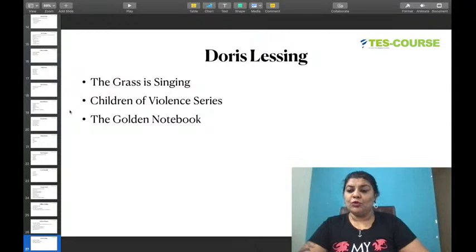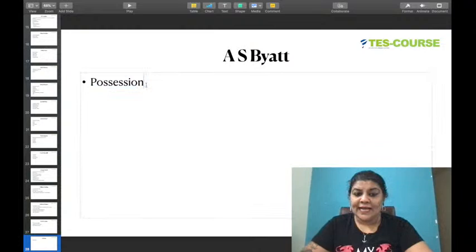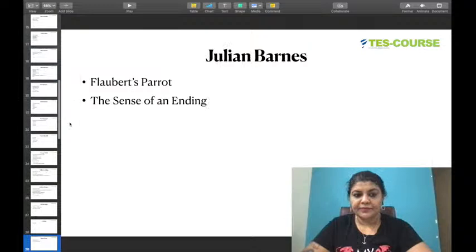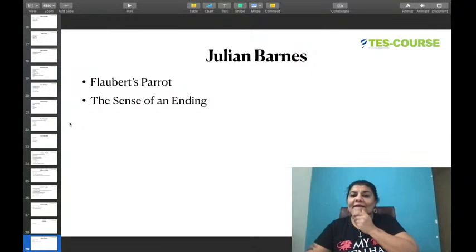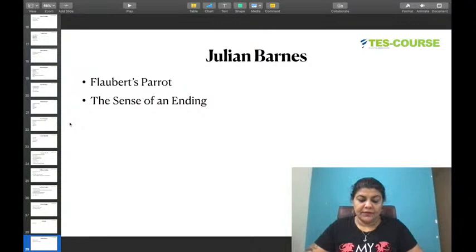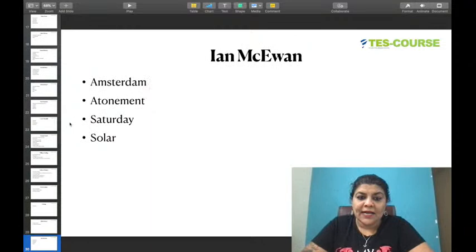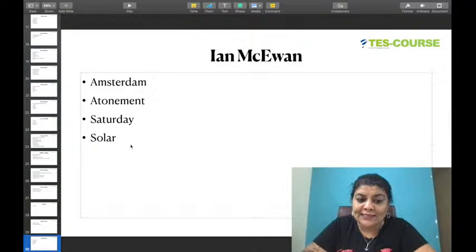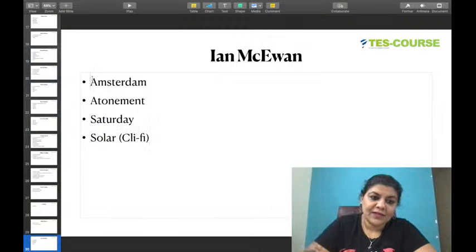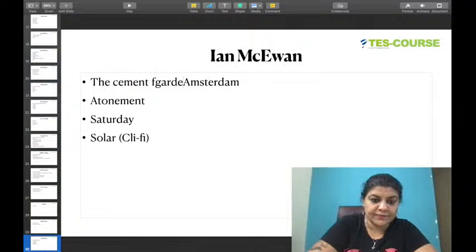A.S. Byatt wrote Possession. It has a Victorian setting. Julian Barnes, contemporary writer, is the author of Flaubert's Parrot and The Sense of an Ending. The Sense of an Ending got the Booker Prize. Ian McEwan wrote Amsterdam, Atonement, Saturday, and Solar, which is about climate change. It is cli-fi. His first novel is The Cement Garden.